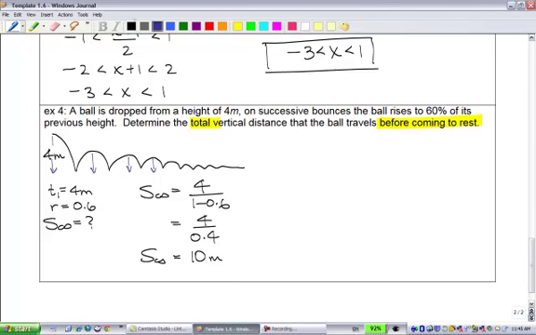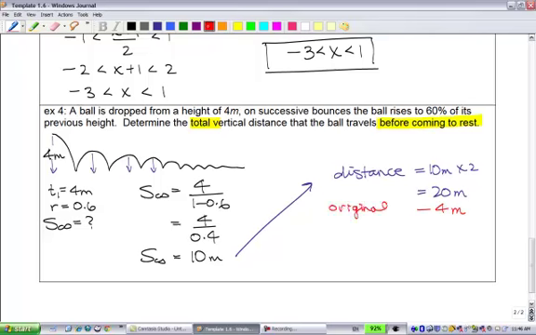So in fact, what we need to do is take that distance, which equals 10 meters, and multiply it by 2. So we get 20 meters because we want both the up direction and the down direction. Again, there's still a little bit of a problem with this, in that we don't have the original 4 meters thrown up. So what we need to do is subtract off the original height, because I don't want to double count that. And we get a final answer of 16 meters.